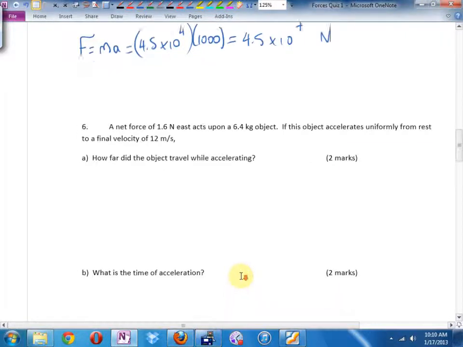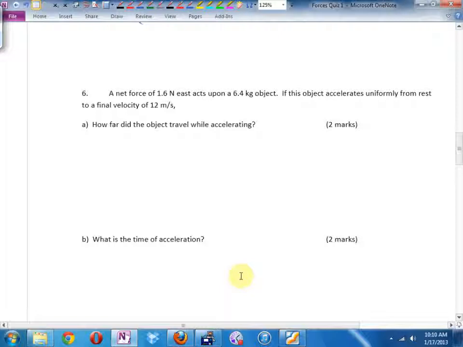Number 6. A net force of that acts on that. If it accelerates to a final velocity of that, how far did it travel while accelerating? Okay. They want me to find that. Well, I know V initial is 0. I know V final is 12. You know what? If I can find the acceleration, then I'm good to go.